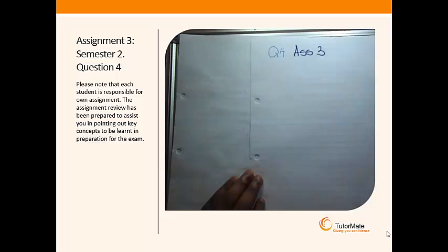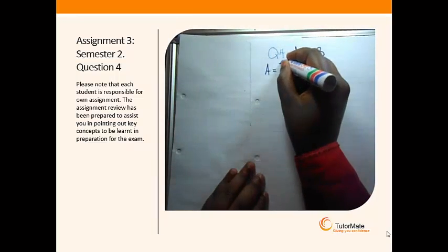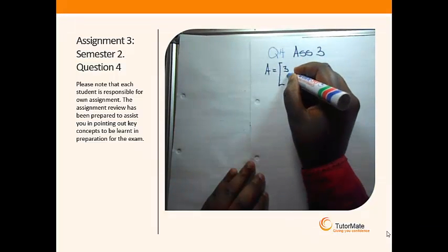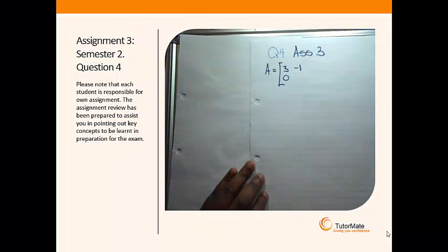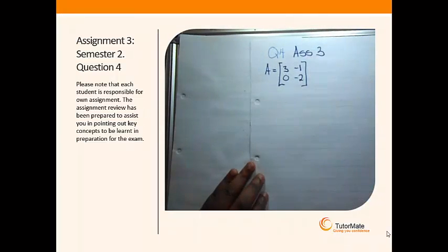Question 4, assignment 3. It states that let A matrix be equal to 3, 0, minus 1, minus 2, and verify that A squared minus A minus 6 times the identity matrix is equal to 0.